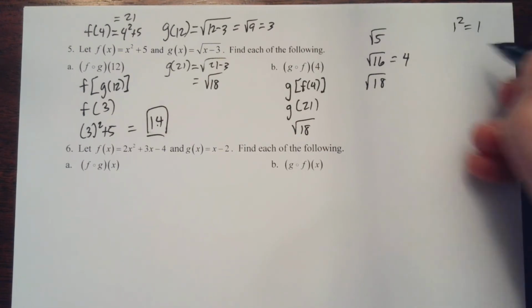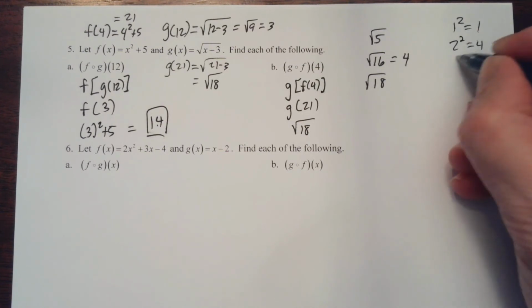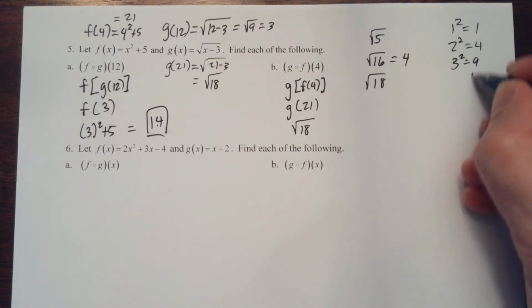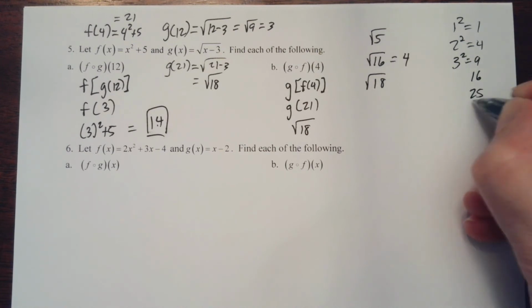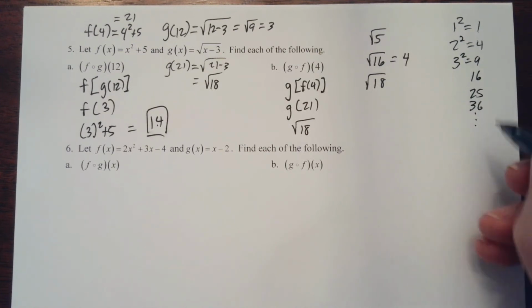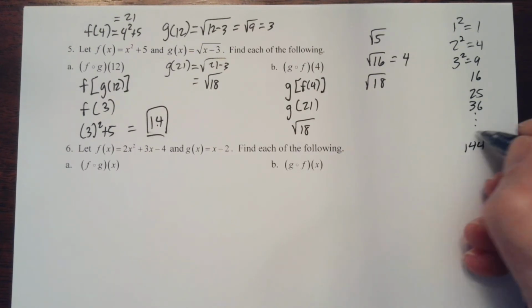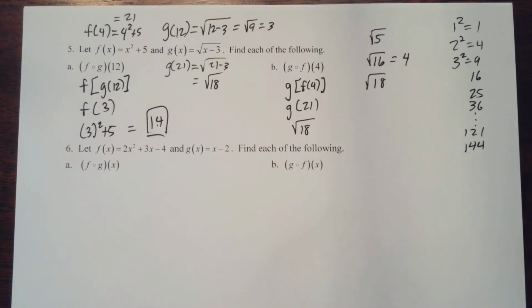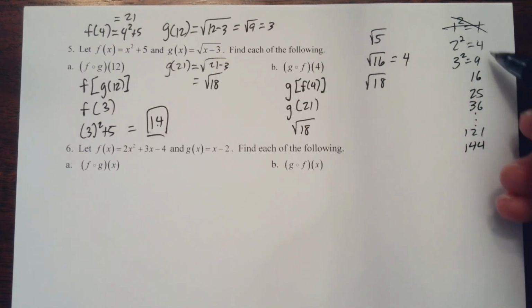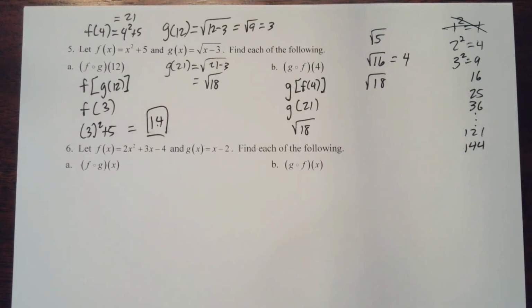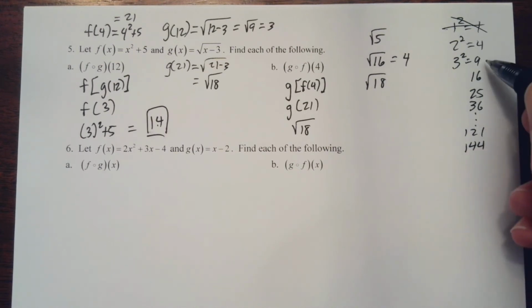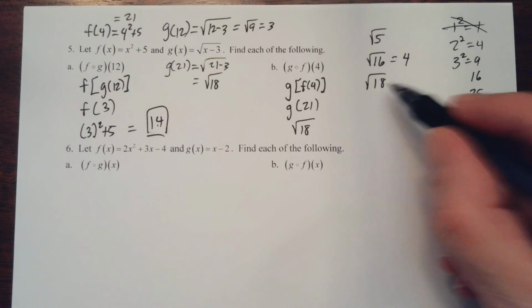1 squared is 1, 2 squared is 4, 3 squared is 9, and so you have these perfect squares, 16, 25, 36. You should know all the way up to, let's just say, about 144, which is 12 squared, and also 121, which is 11 squared. So these are our perfect squares. So forgetting 1, because 1 is a factor of all numbers, if any of these are factors of 18, then this radical is not considered simplified. Notice 9, which is one of our perfect squares, is a factor of 18.